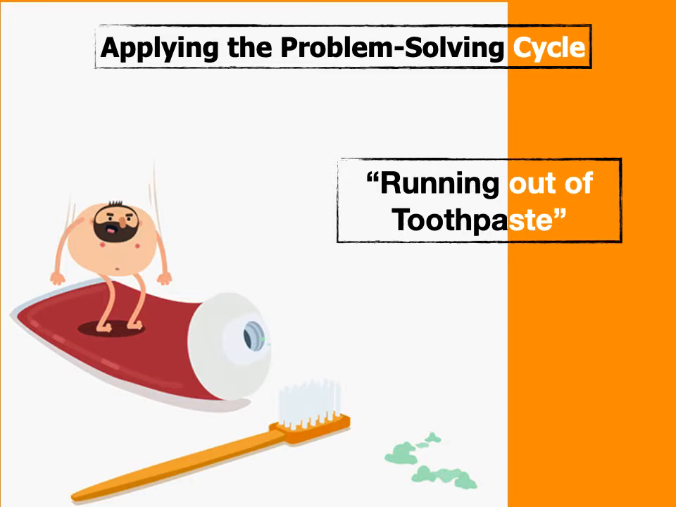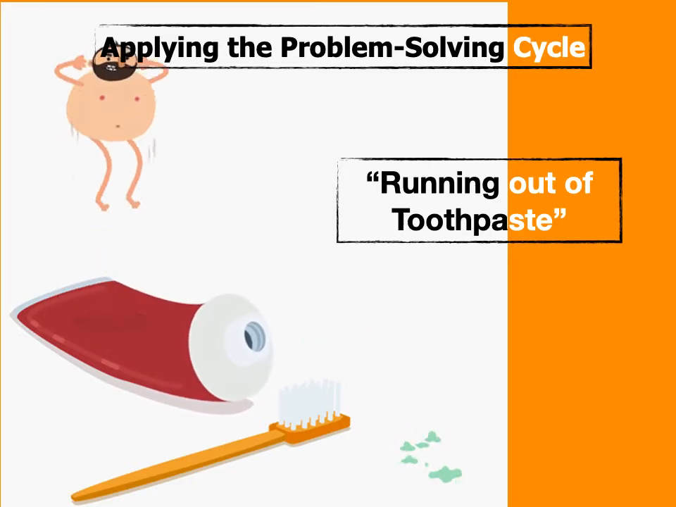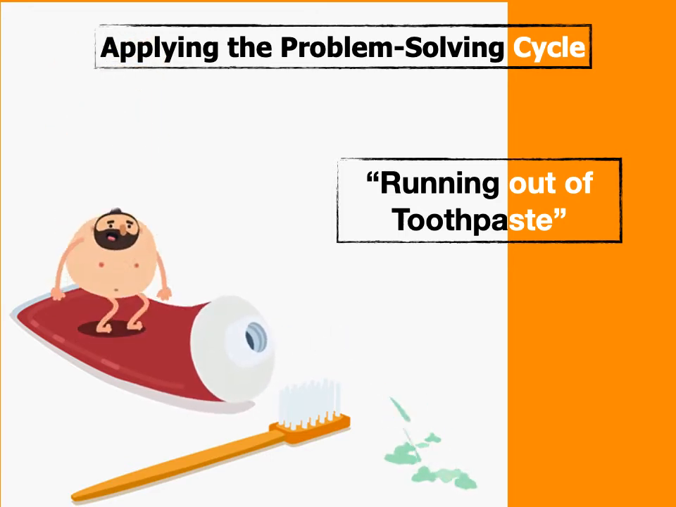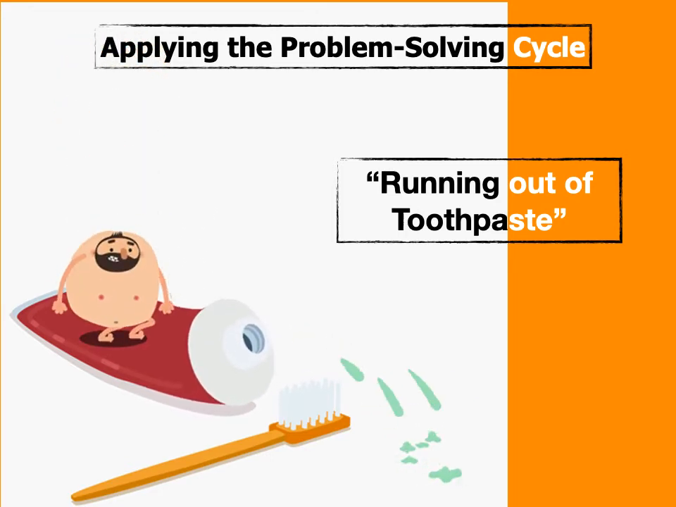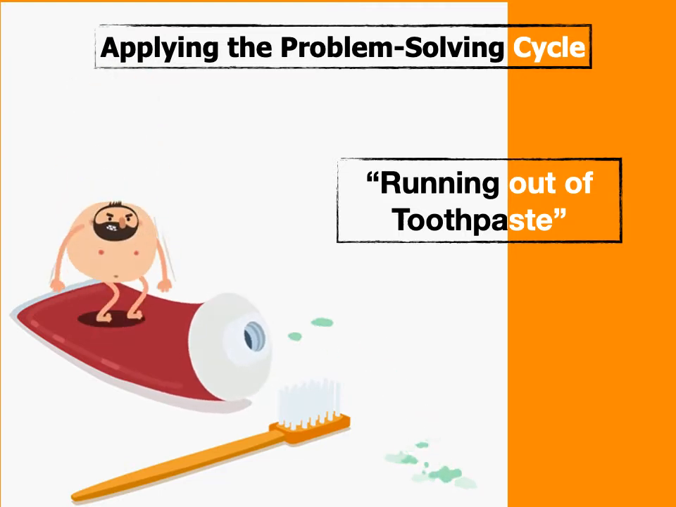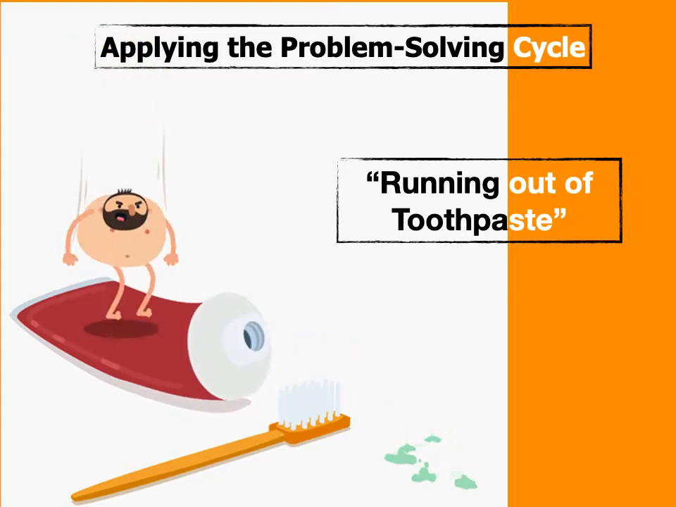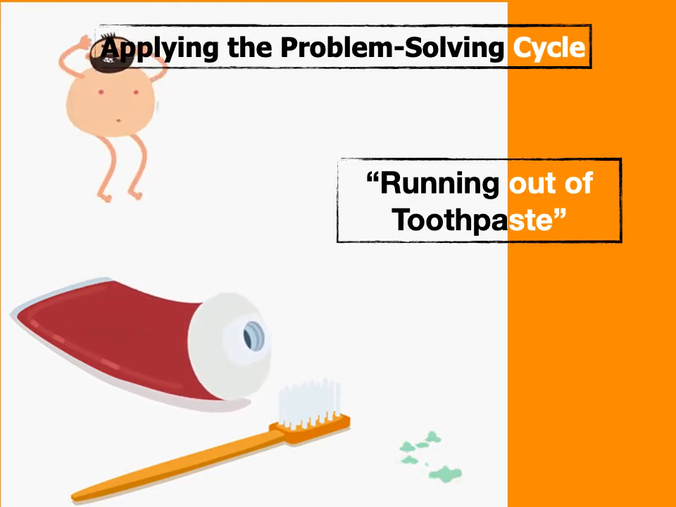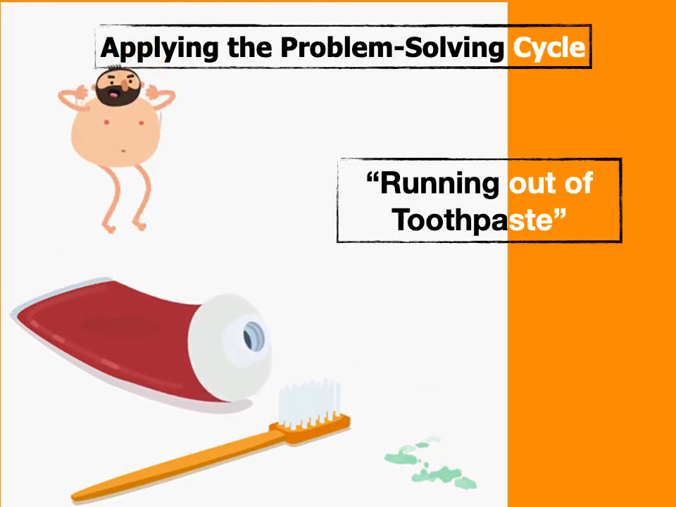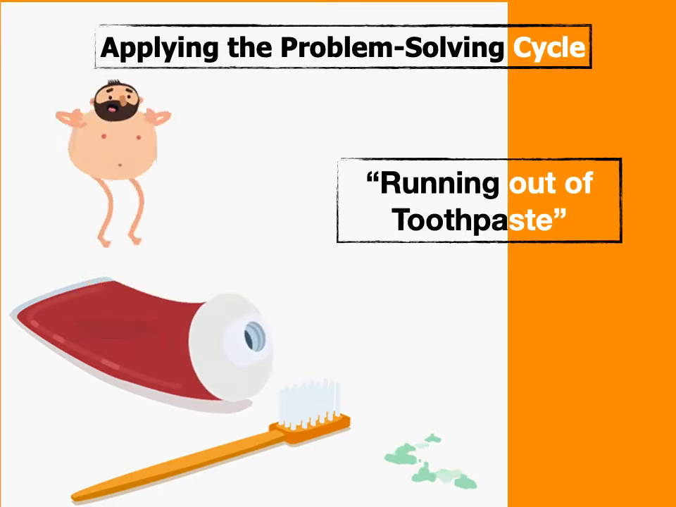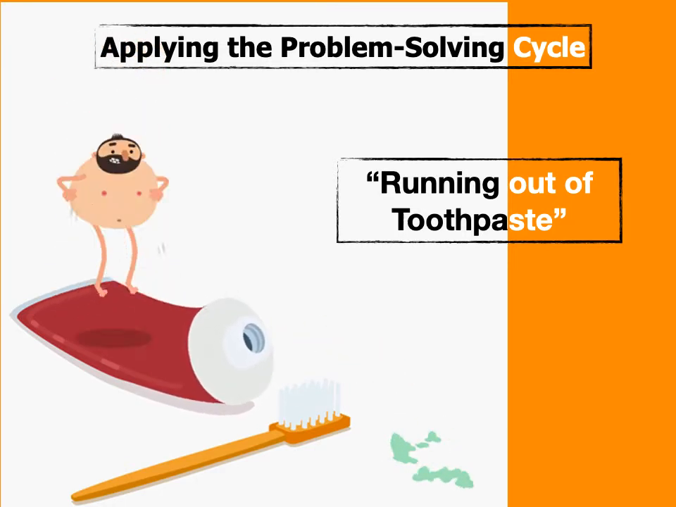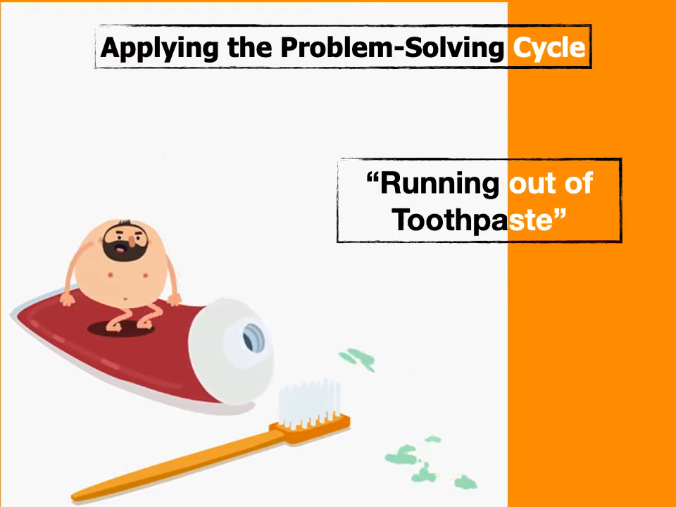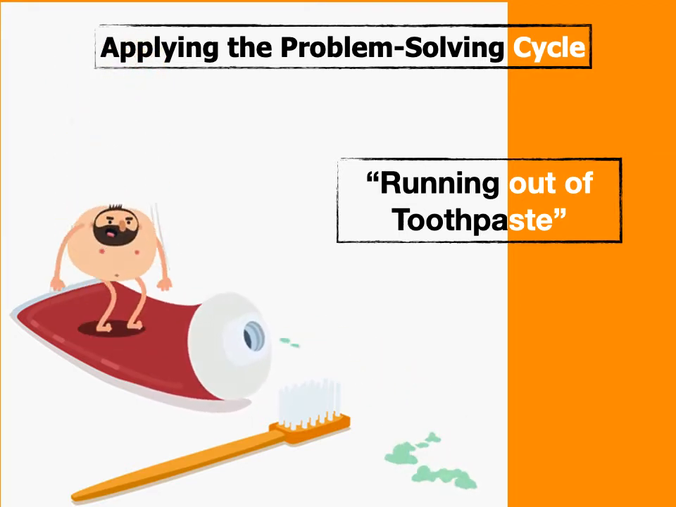Now let's try to apply the problem solving cycle in this dilemma, which is running out of toothpaste. This may be a very simple problem that we could potentially experience at home. Okay, so the first stage is problem identification. Do we actually have a problem? Yes, we do.